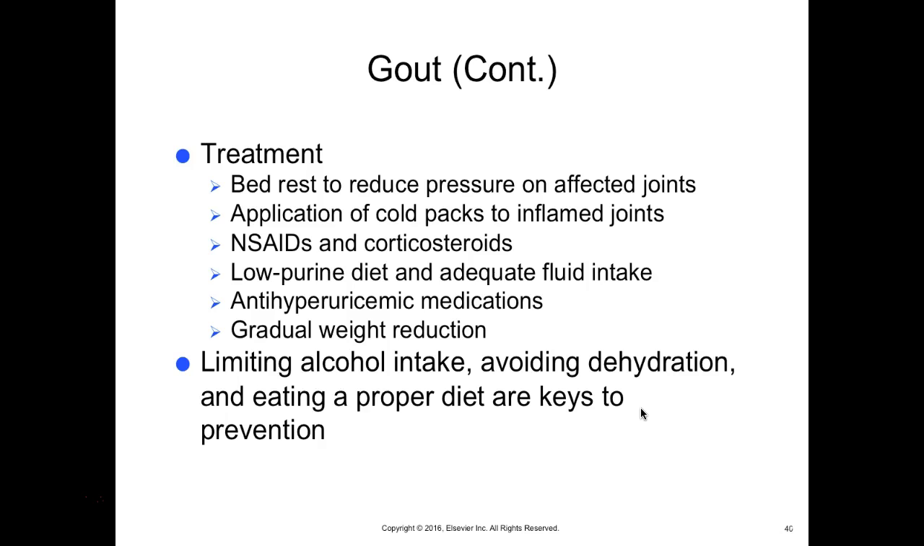gradual weight reduction. So limiting alcohol intake, avoiding dehydration, and eating a proper diet are keys to, actually, you can't make it go away forever. You may just be able to reduce it. But it will reduce the amount of flare-ups. So the low purine diet would be avoiding things like red meat, alcohol, so wine, beer, any kind of alcohol, sardines, certain types of processed foods, cured foods, smoked foods, certain things like that.